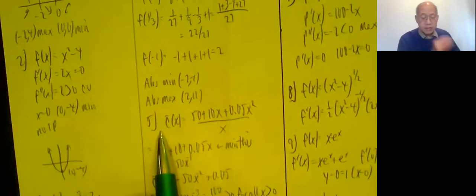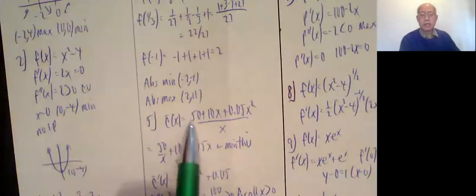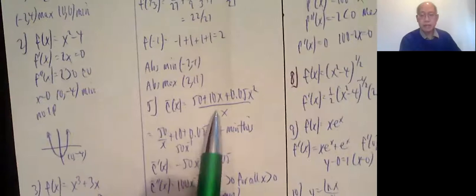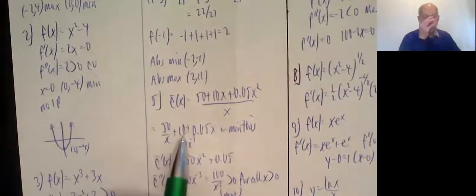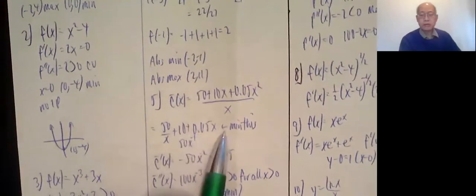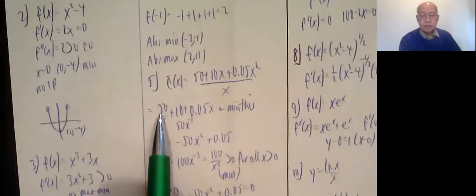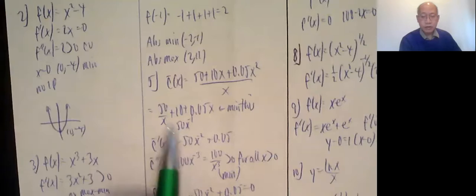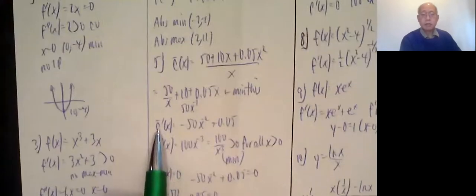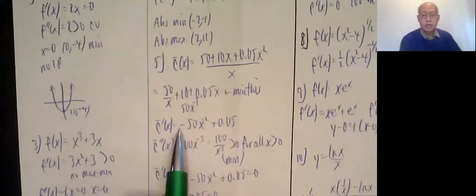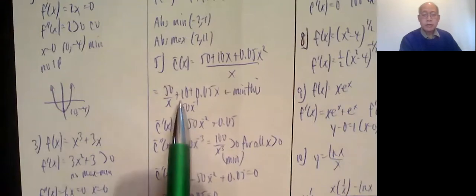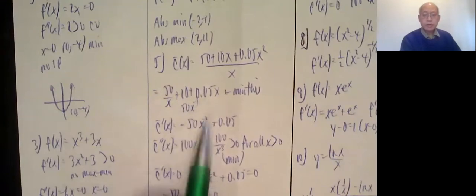Number 5, minimizing average cost. Average cost means take the original cost function and divide it by x. So 50 over x plus 10 plus 0.05x. And we're trying to minimize this quantity. And when you take a derivative, treat this as 50x to the negative 1. So C bar prime, the average cost function, is negative 50x to the negative 2. Derivative of that is 0. Derivative of this is 0.05.